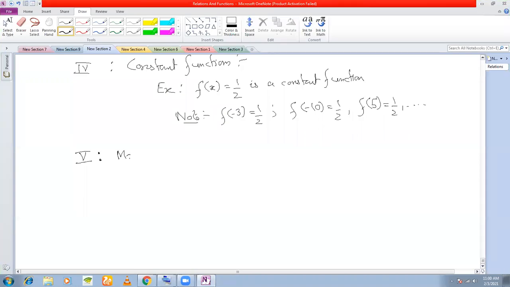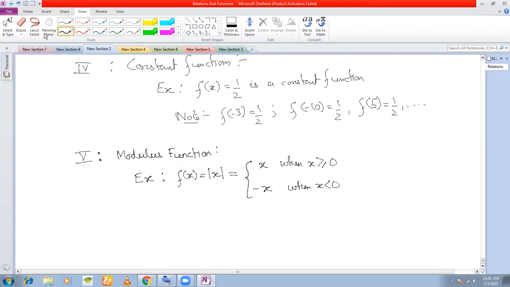So you have the modulus function. Now what is the modulus function? f(x) is equal to mod x. This is a modulus function. Now what does modulus mean? Modulus function, remember, can always be written in two forms. The first form is for x greater than or equal to 0, it must be equal to x. And for x less than 0, it must be equal to minus x.